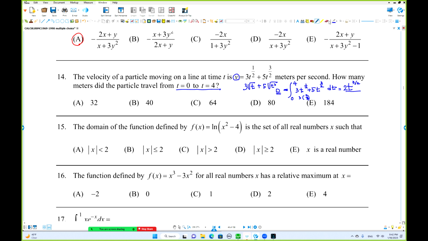The second one is 5t^(3/2). Plus 1 over here is 5 over 2, right? So t to the 5 over 2, but we divide by 5 over 2, which is times 2 over 5. 5 times 2 over 5 is still 2 there. That is the antiderivative of this one. We take this one from 0 to 4. Are you okay with this? Yes.